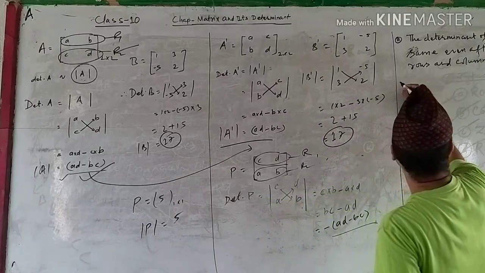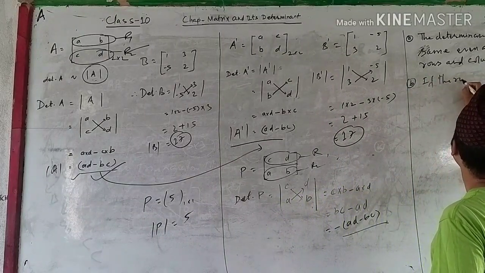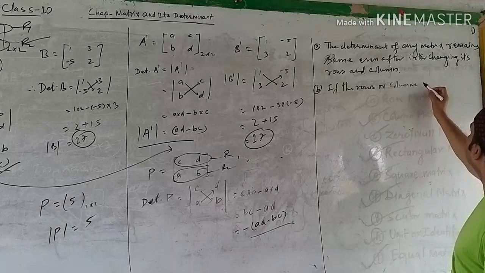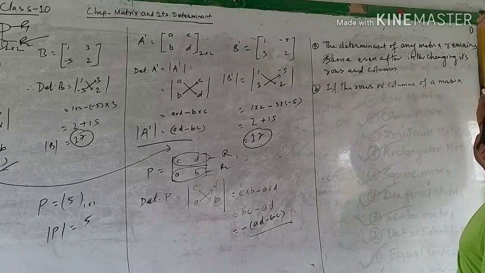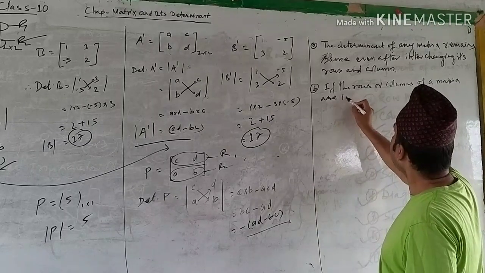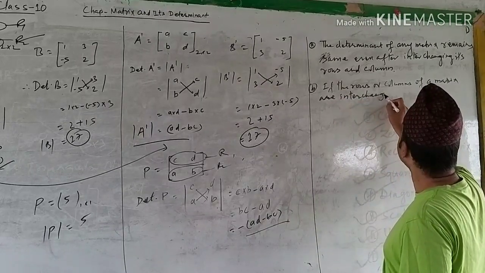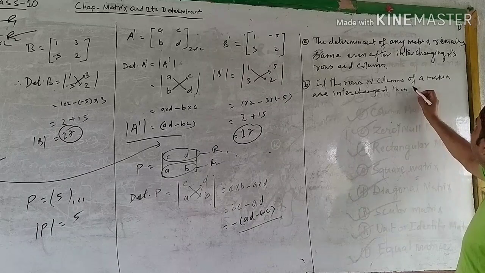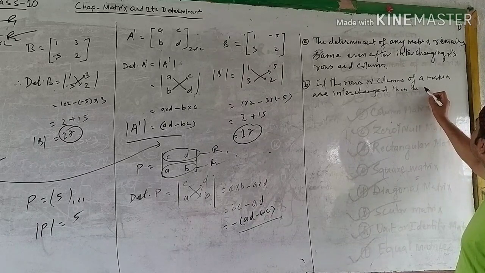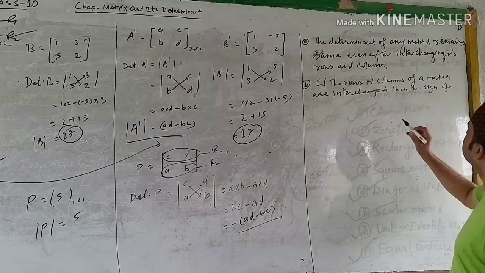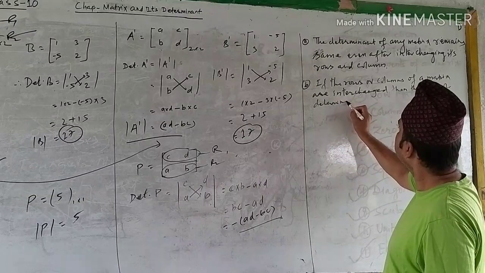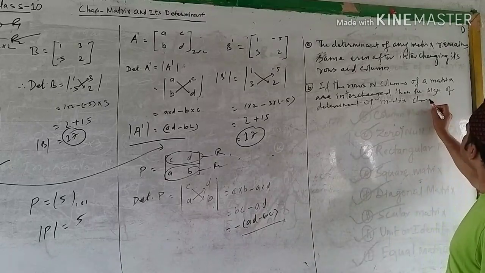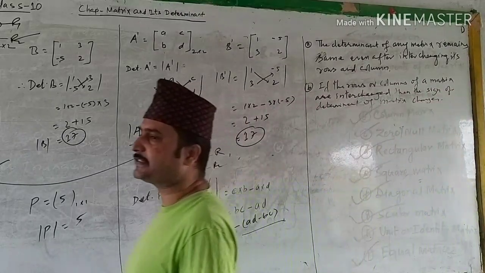If the rows or columns of a matrix are interchanged, then the sign of the determinant of the matrix changes. Okay, the sign of the determinant of the matrix changes.